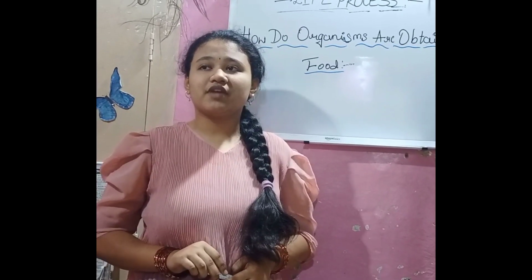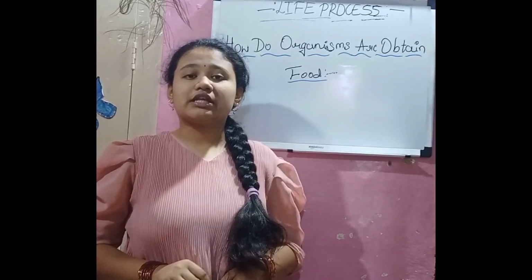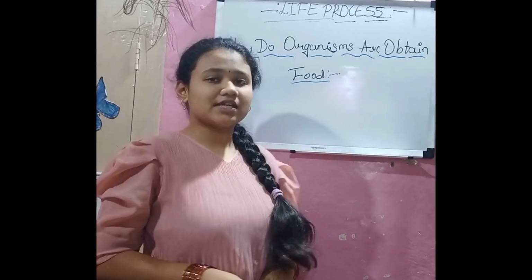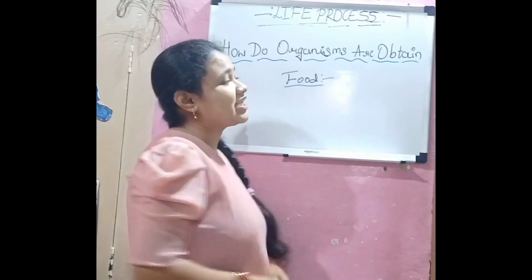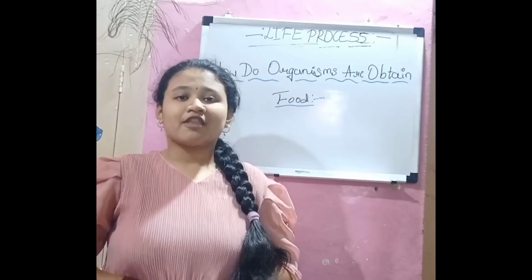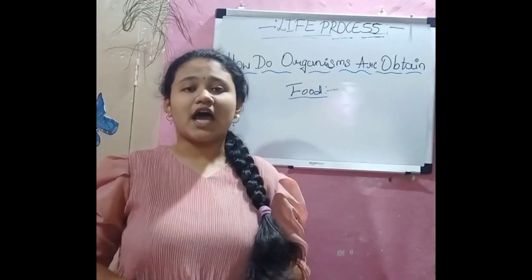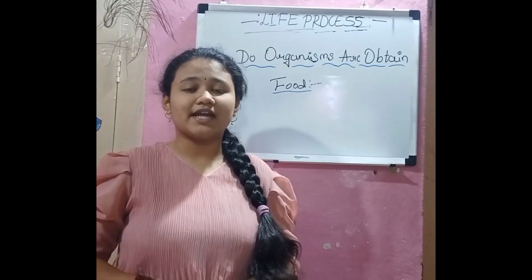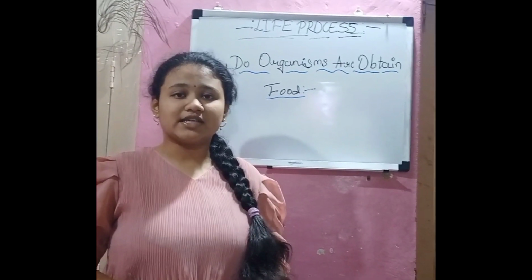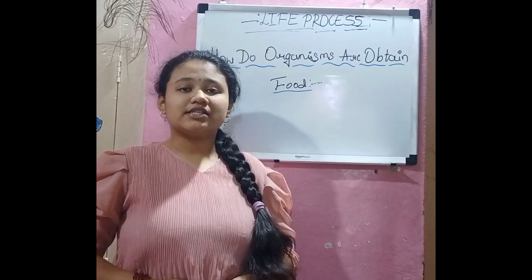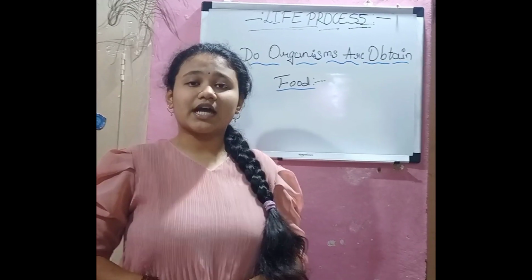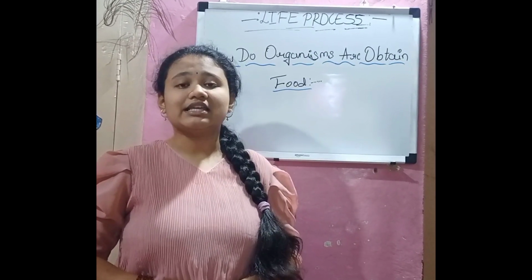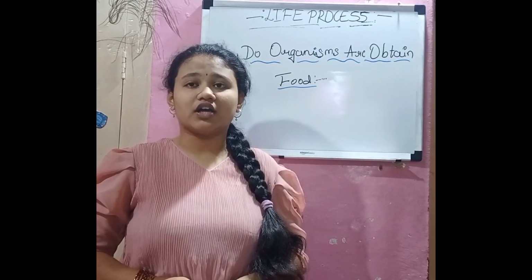In the last video, we discussed nutrition in plants. Today I am going to discuss how organisms obtain food. Organisms have different types of digestive systems in unicellular organisms and multicellular organisms. Organisms that contain only a single cell are known as unicellular organisms.